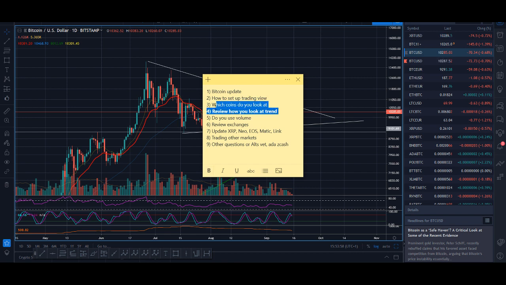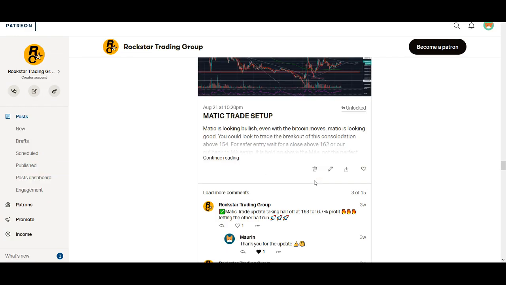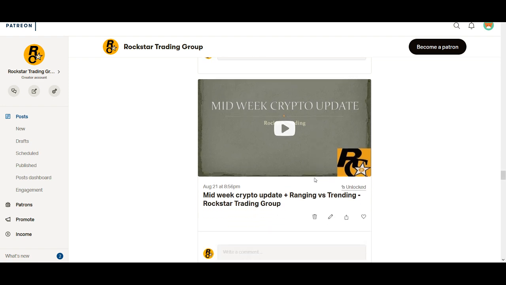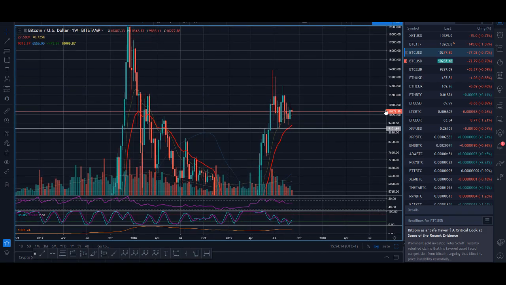How do I use volume? Again, there will be a trading video like trend and support and resistance. I'm going to make a video just on volume. But at the moment I've not got the video out, but I will give you guys a quick update on what I'm seeing on volume.